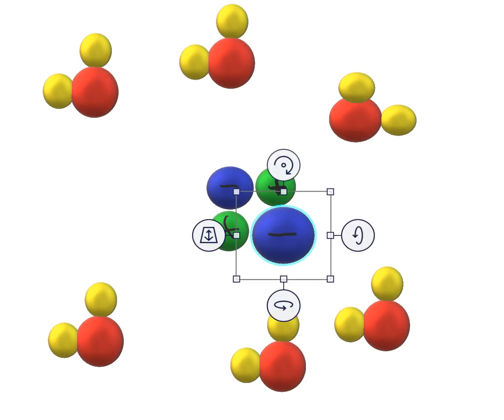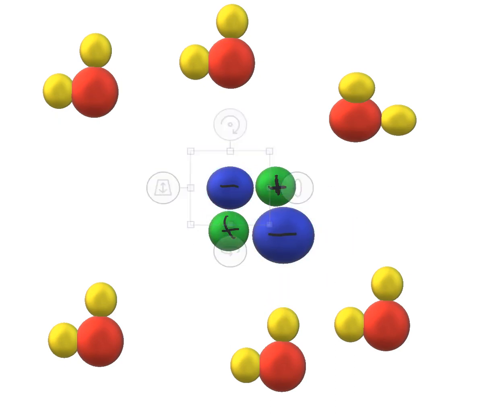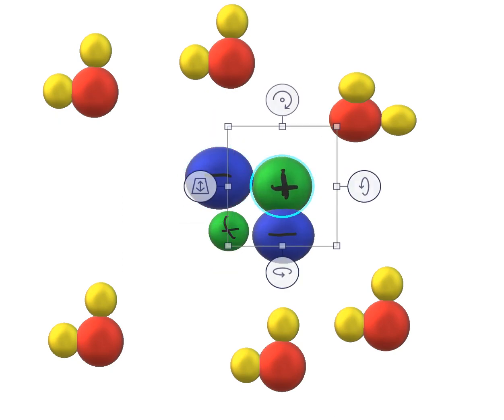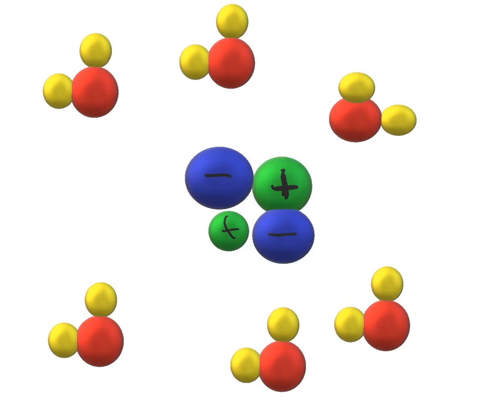I'm going to make my negatives bigger to model that they have a larger negative charge, and I'm going to make my positives bigger. I'm going to add an extra charge to them. So my negatives, I'm going to make this one 2 minus, this one 2 minus, this 2 plus, and this 2 plus. So the force of attraction is now greater between those ions.